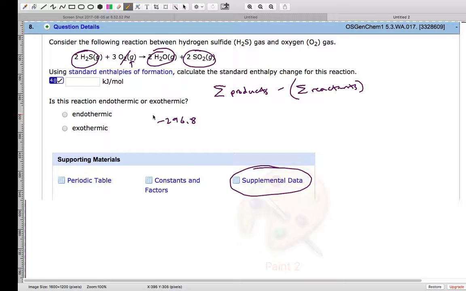Everyone is doing kilojoules per mole here, so I'm just going to leave out the units for simplicity's sake. But I need two of these, folks. I need two of them, because it says two of them. I'm going to add that to two water gases.